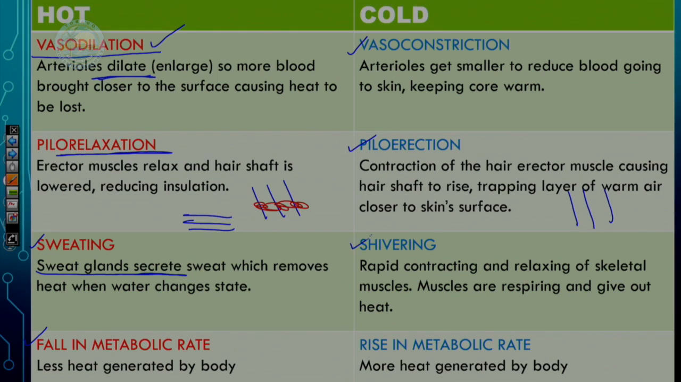Then of course you would shiver. What is shivering? It is the rapid contraction of your skeletal muscles, right? Not your cardiac muscles, of your skeletal muscles. So wherever you have contraction, you have respiring cells, and if you have respiration, you have heat being generated. So shivering is a way of heating up or warming up the body. And of course you have a rise in metabolic rate, so you're going to move about some more, which is going to generate heat.